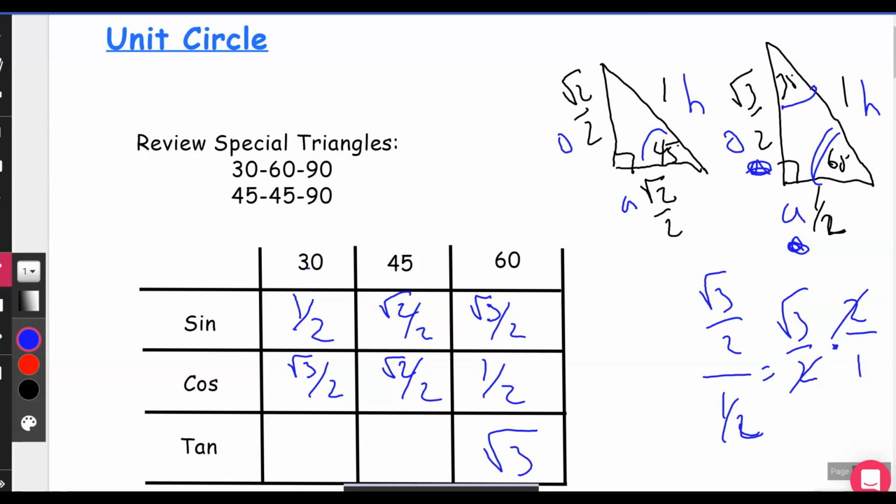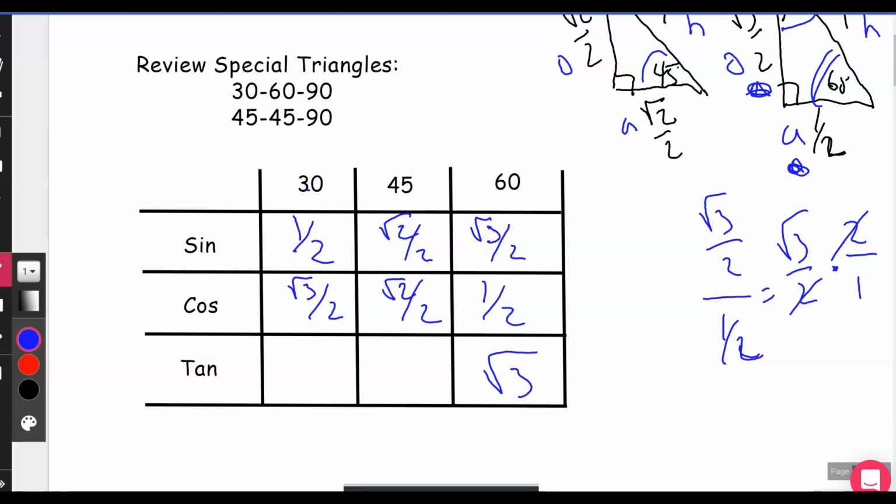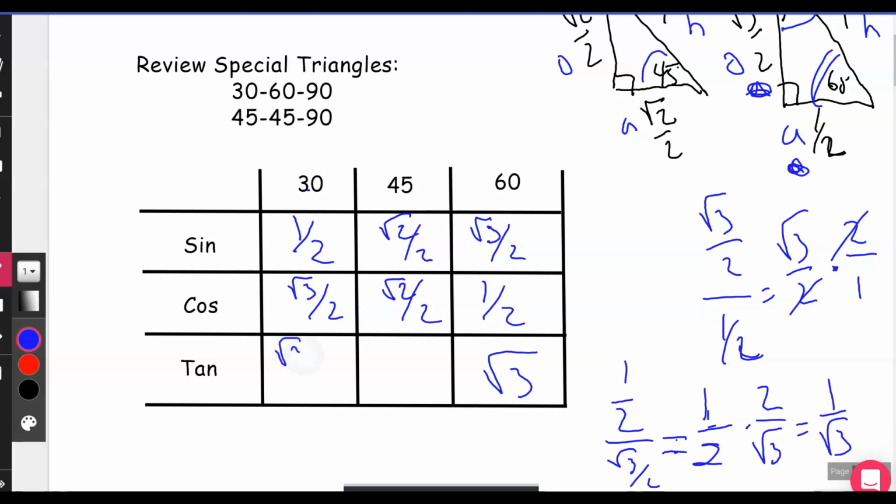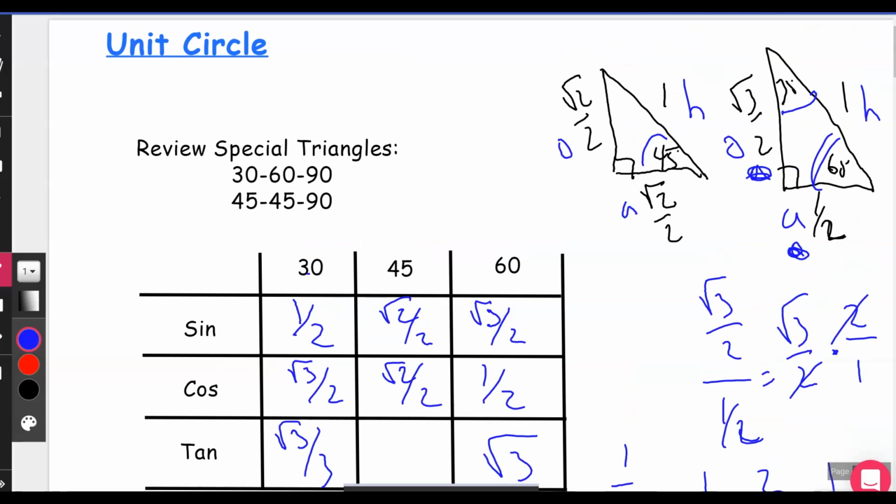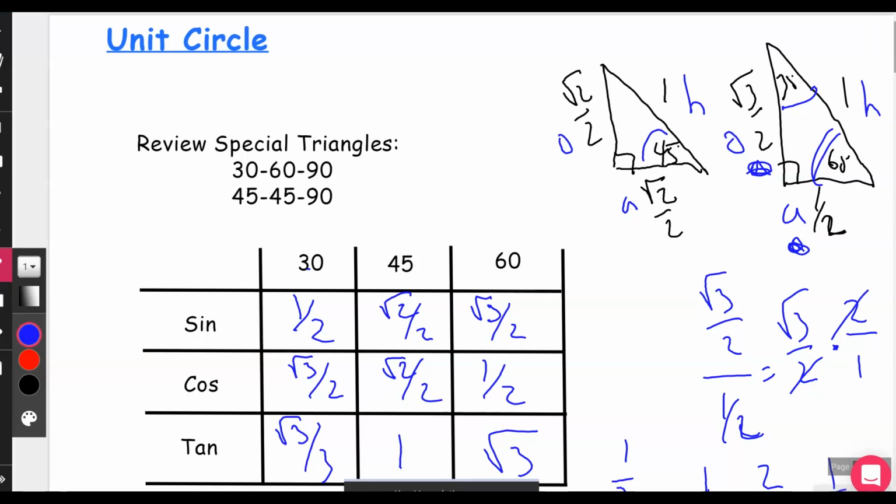For our purpose here, just to save a little time and space, I know I don't have much space here in the room. Let's see, maybe I do. All right, I do. So if I went the other way for 30, it would be 1/2 over root 3 over 2, which is 1/2 times 2 over root 3, which is 1 over root 3. Hopefully you can see if I rationalize that, I get root 3 over 3. Okay. For tangent of 45, you're going to have root 2 over 2 over root 2 over 2. That's just going to be 1. All right? Okay. So keep this table in mind as we move forward here.